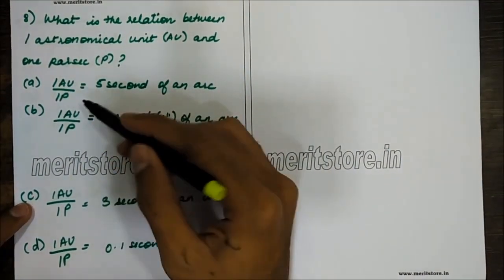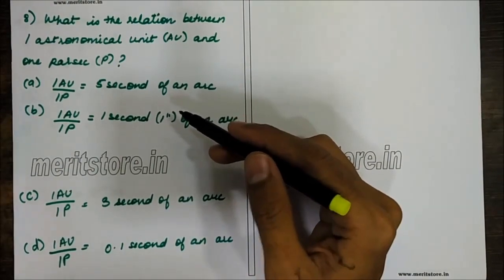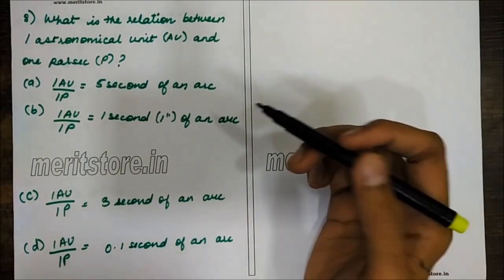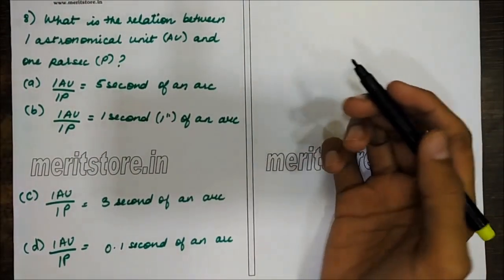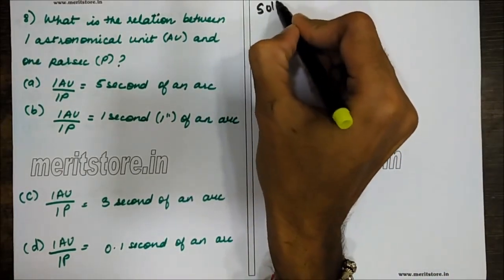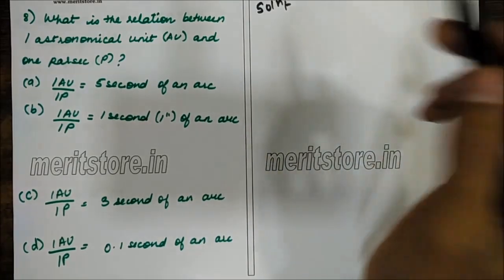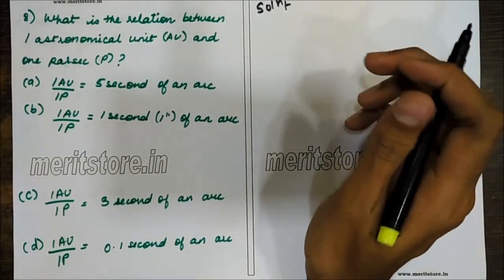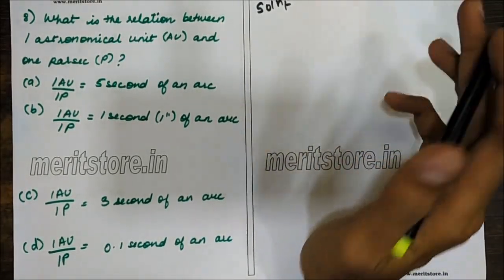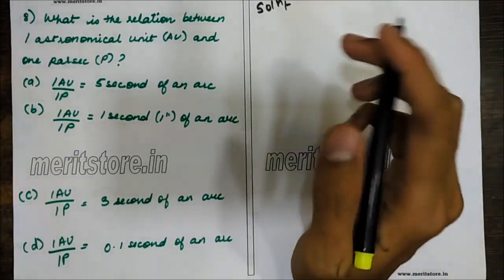So this is the relation: 1 AU upon 1 parsec equals 1 second. Basically, the relation between an astronomical unit and a parsec is that 1 parsec will be the distance at which an arc of 1 astronomical unit makes an angle of 1 second.